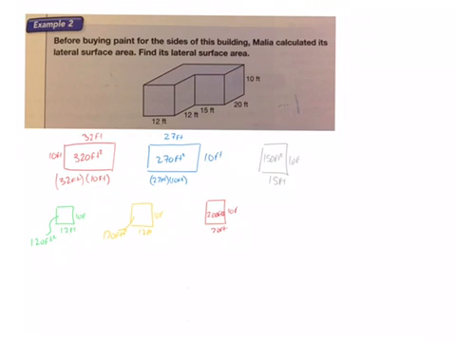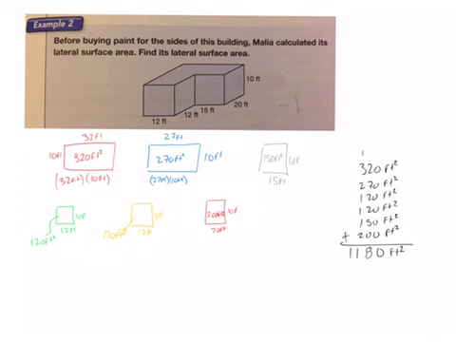So now the question is, what is the lateral surface area? Which one of those is the right answer? Well, the answer is all of them together would be the lateral surface area. So notice I have 1, 2, 3, 4, 5, 6 sides, and I have 6 different numbers here. So to find the total lateral surface area, I'm just going to add those 6 numbers up. Adding up those 6 numbers, I get 1,180 feet squared. So that's going to be our lateral surface area.